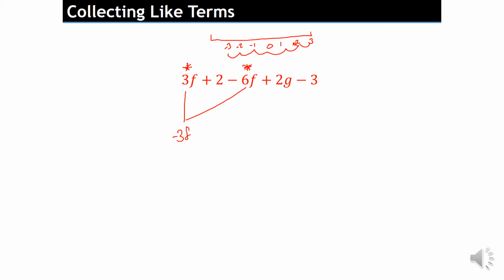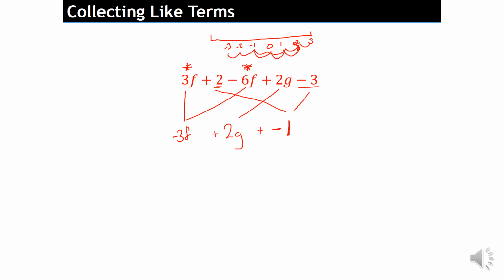So now let's do the g's. Well, I've only got one g, so that's just going to come down because it doesn't have any like terms, so we just can't do anything with it. We just leave it as plus 2g. And the last thing, we've got this 2 and we've got this minus 3. So we know how to add numbers because we've been doing that for ages. So 2 add minus 3, so that's 2 minus 3. So if we start here, we're minusing 3, so that is 1, 2, 3. So we end up with minus 1.